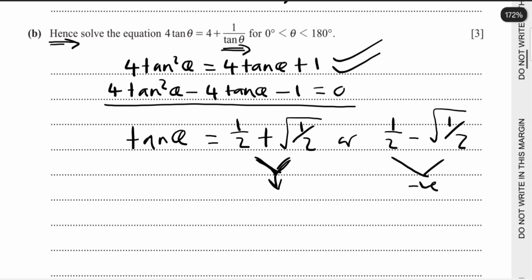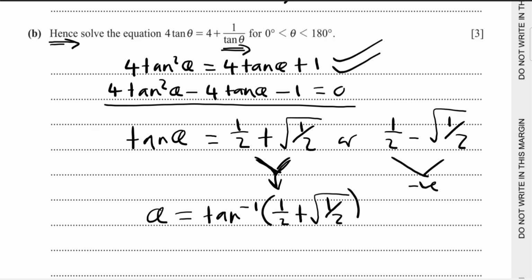Like that. Once we know this, we now ignore the signs to find the principal values, and we find the principal values by saying theta equals the tan inverse of half plus root half, like that. And we do the same for the other one, ignoring the sign, so it will be the tan inverse of the positive of that. So we can say it's half minus root of 1 over 2.